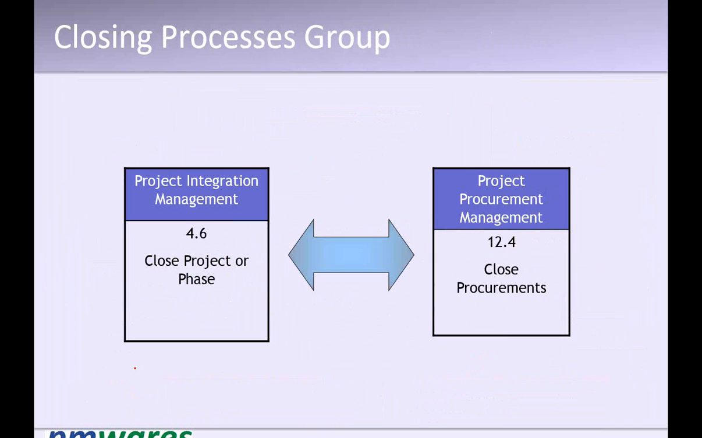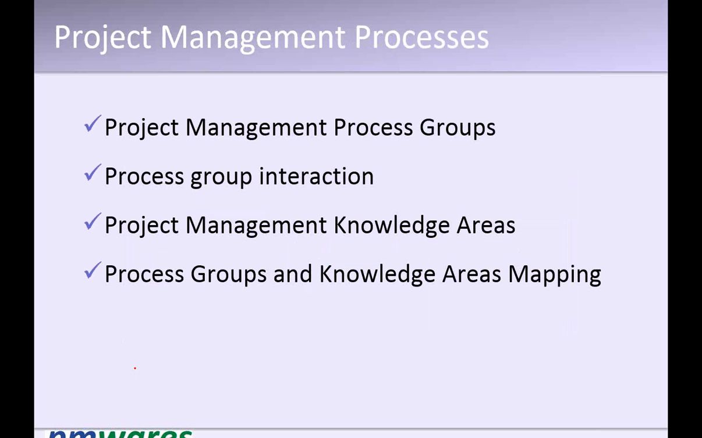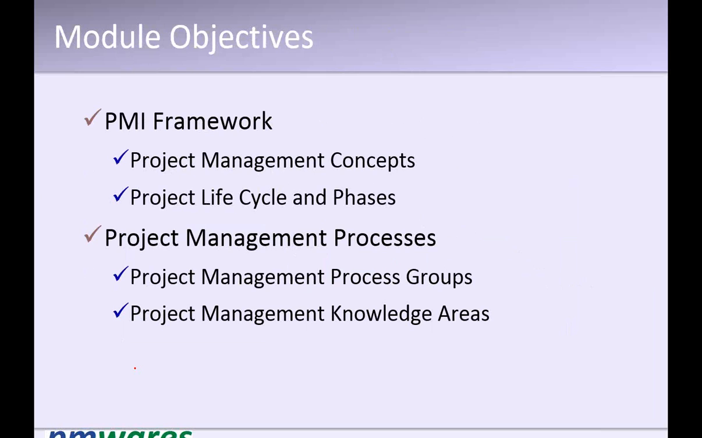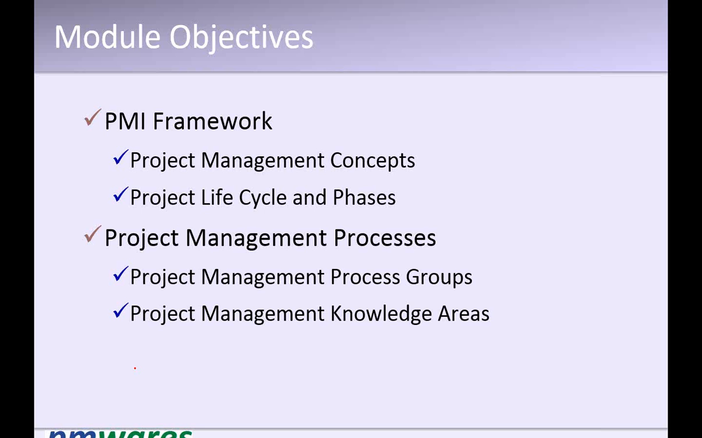And then the closing process, again there are two processes. You close the procurement and then close the project. Before we close the project, everything else has to be closed. Therefore procurement must be closed before the project closes. This is the end of the project management framework.